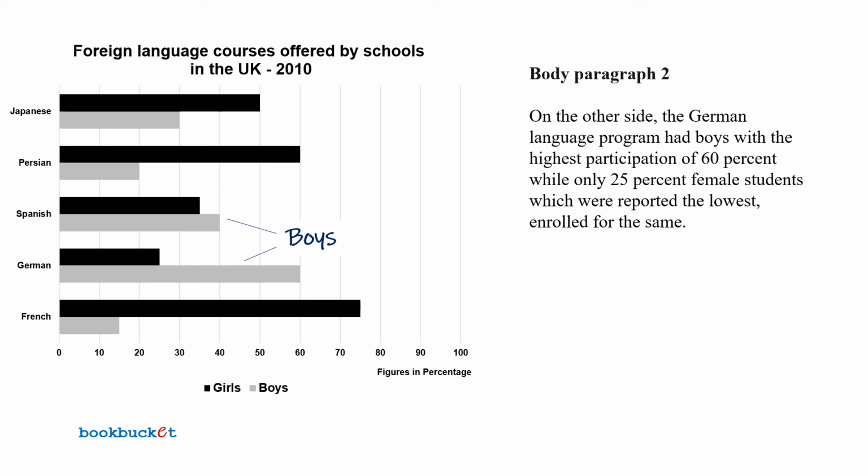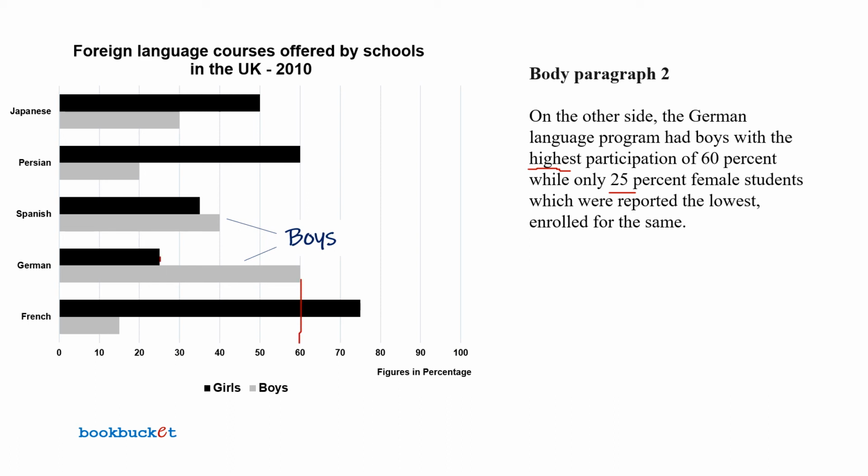On the other side, the German language program had boys with the highest participation. Okay, boys with the highest participation is in the German program, 60%, while only 25% female students, which were reported the lowest, enrolled for the same. Okay, let us understand. Let's look at the German program here. Yes, you have 60% for boys.